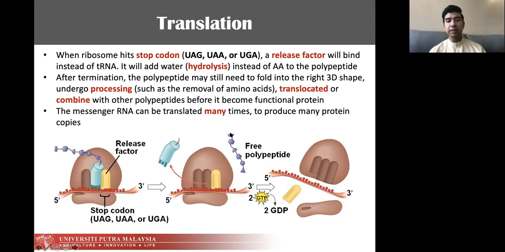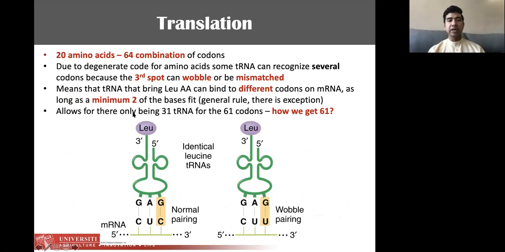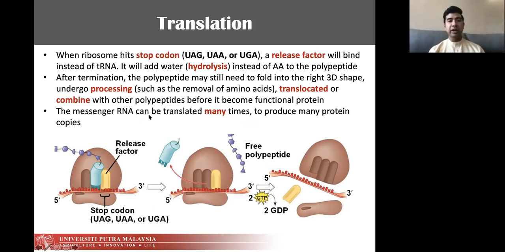What we want is the products. All this will require energy: hydrolysis, water, and the break of all the binding complexes will require energy through the hydrolysis process. So here the polypeptide may still need to fall into a 3D shape. We will learn that in next week's class. Okay, so the messenger RNA can be translated many times to produce many protein copies.